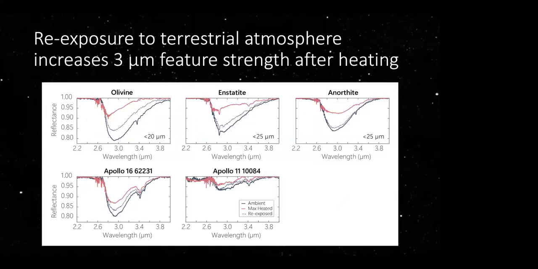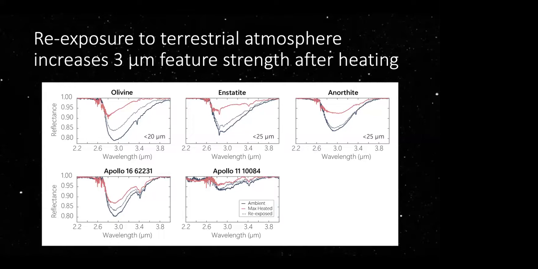Okay. So I mentioned not only did we heat these samples up, but I was interested to see what happened once we cooled these samples back down and re-exposed them to the terrestrial atmosphere, to see if what we were removing was a reversible or an irreversible process. And what we find is that re-exposure to the terrestrial atmosphere increases the strength of the 3 micron feature. So here for all of these samples in dark blue, we have the ambient spectrum. In the pink, we have our maximum heated spectrum.